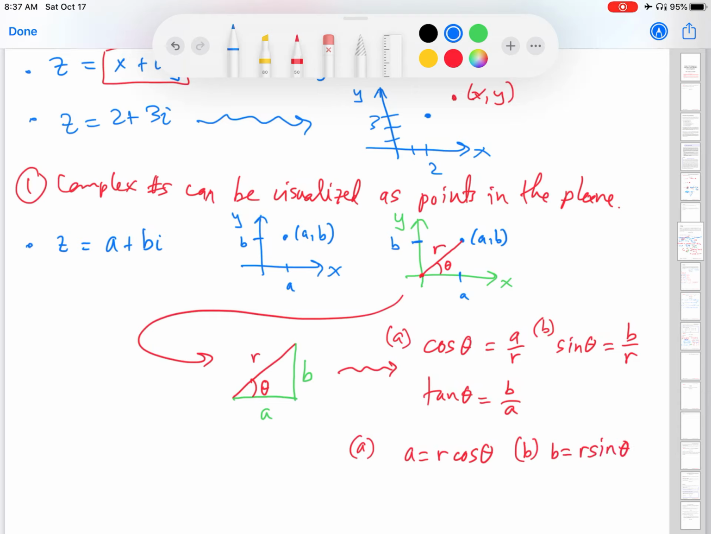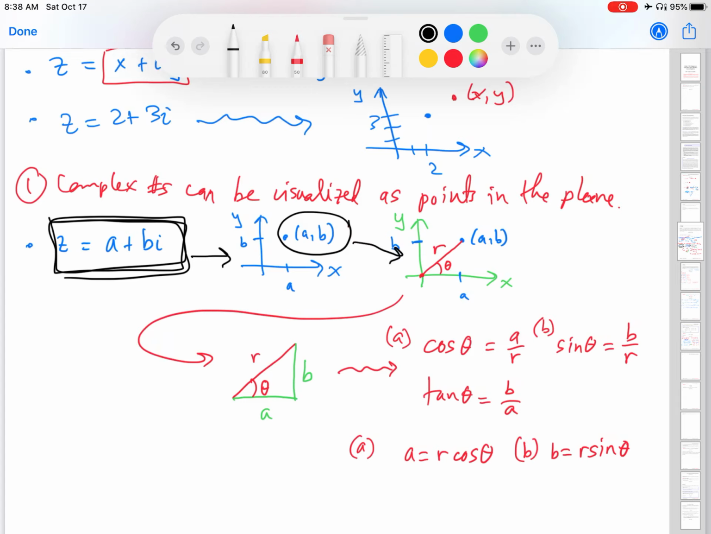Okay, so what's one thing that I noticed? Well, remember where all of this started, most recently at least. It started up here, right? I had represented Z as A plus Bi, and then I went over here, I represented it as a point in the plane, and then I started thinking of it differently, not in Cartesian coordinates, but in terms of how far away from the origin this point is, and what its angle is with respect to the x-axis. Okay, so that's where this all started.